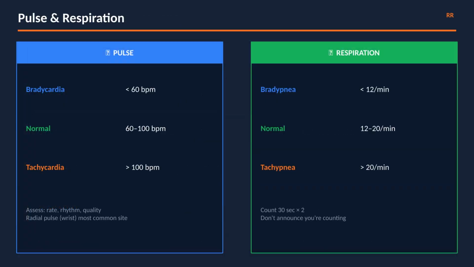For pulse. Assess 3 things, not just the number. Rate, beats per minute. Rhythm, regular or irregular. Quality, strong, weak, or thready. Never just count. Feel what you're feeling.